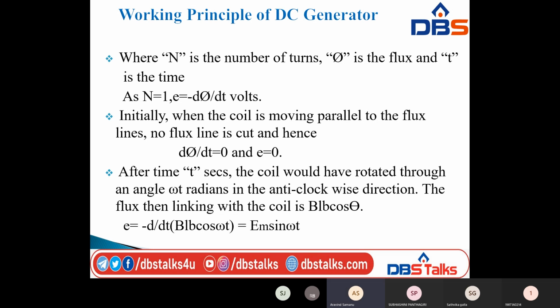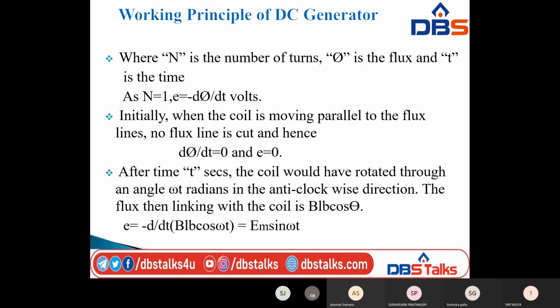Next, after time t seconds, the coil would have rotated through an angle omega t. So after time t seconds, the coil would have rotated through the angle omega t radians in anti-clockwise direction. So here in this case, the flux linking with the coil is BLB cos theta. The formula is E is equal to minus d by dt of BLB cos omega t, that is equal to EM sin omega t. That is the differentiation of cos omega t is nothing but sin omega t.